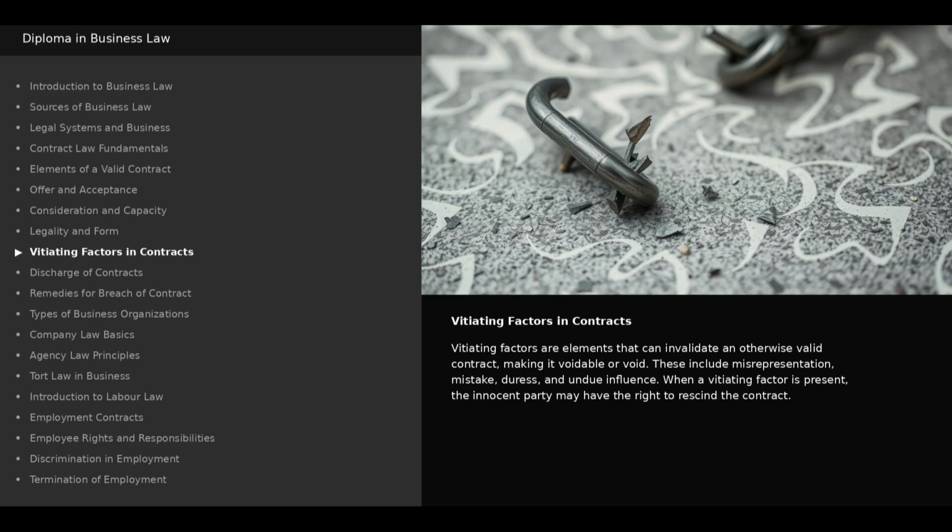Vitiating factors in contracts. Vitiating factors are elements that can invalidate an otherwise valid contract, making it voidable or void. These include misrepresentation, mistake, duress, and undue influence. When a vitiating factor is present, the innocent party may have the right to rescind the contract.